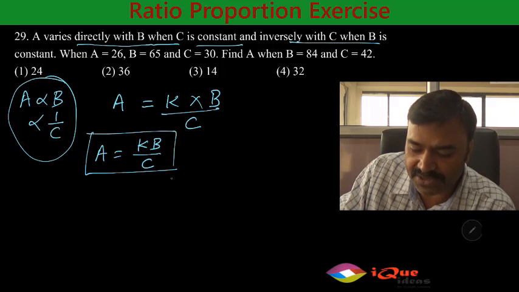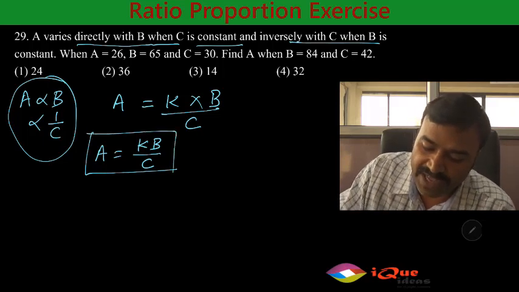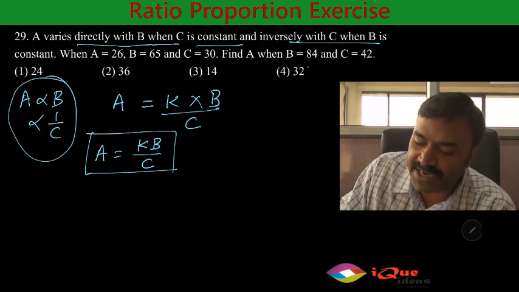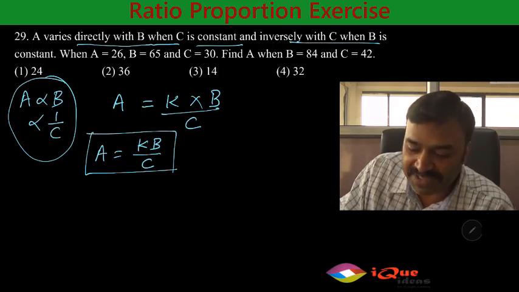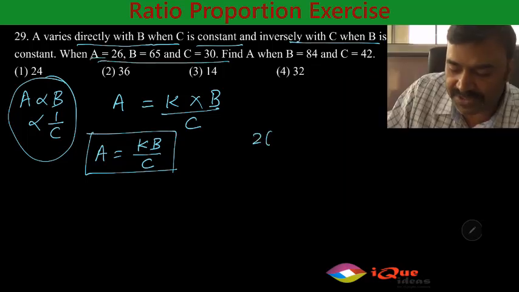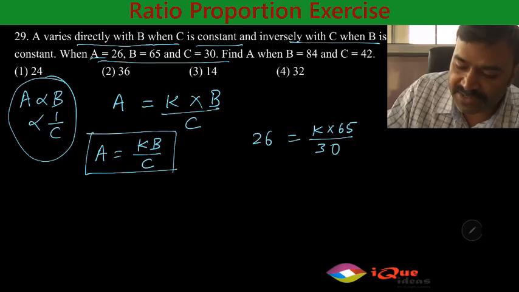This is the relation. K is a constant. Now, when A is 26, B is 65, C is 30, find A when B is 84 and C is 42. So basically what we can do is, we can write both the relations in this format. From the first one we have 26 equal to K into 65 into 30. And in the second case, find A. So A we have to calculate.